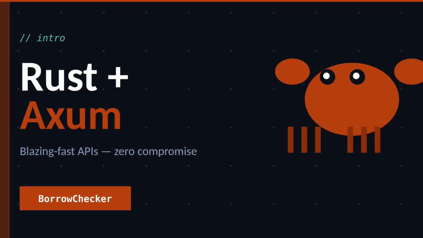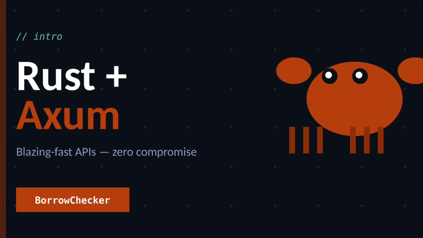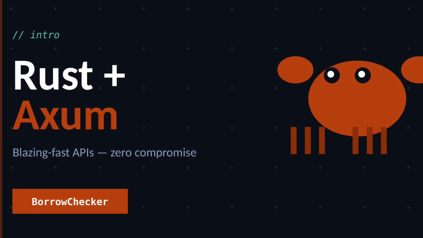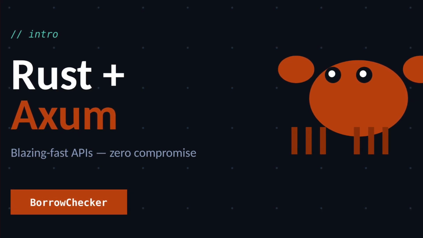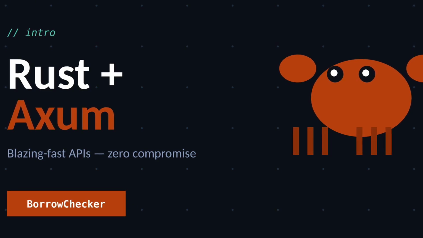Most backend frameworks are fast, but not Rust fast. Today I'll show you how to build blazing fast APIs using Rust and Axum. In this course, I'll teach you how to build a complete backend, the same kind of stack used in high performance systems. This is Borrow Checker and I've been building backend systems in Rust for quite some time now.